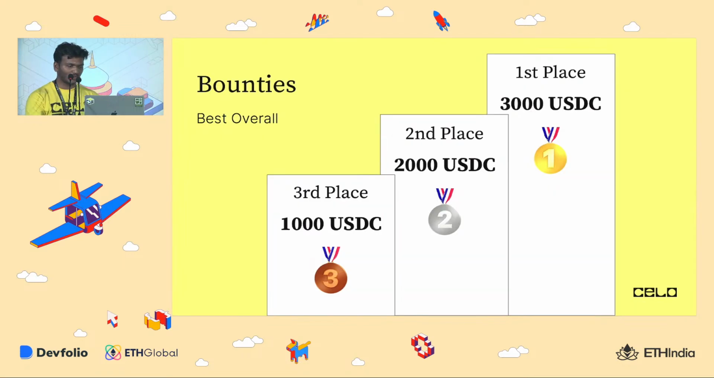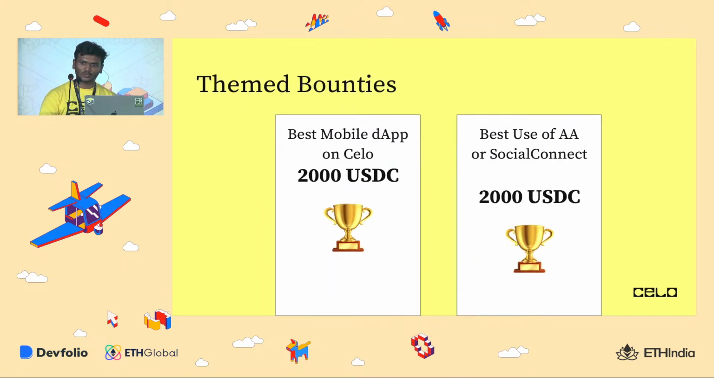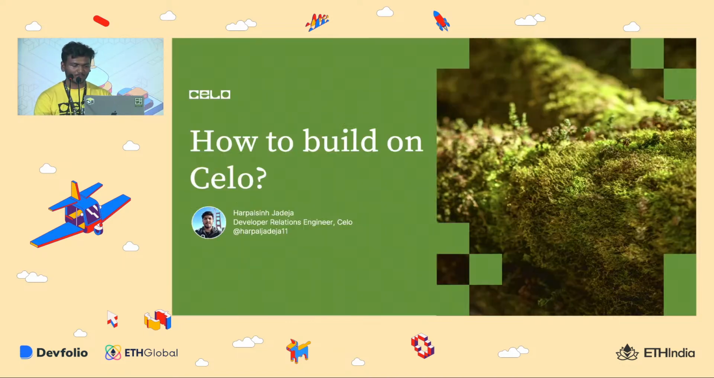Let's talk about bounties. We have a total of $10,000 in bounties. The first prize is $3,000, the second is $2,000, and the third is $1,000, for the overall best dApp built on top of Celo. Then we have two more themed bounties. The first is best mobile dApp on Celo, which is $2,000, and the second is best use of account abstraction or social connect. My friend Harpal will talk more about these two bounties, so let's call him.